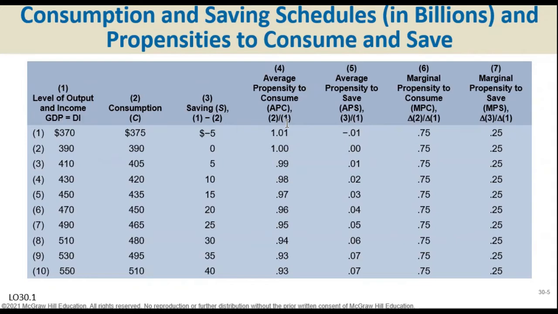The average propensity to consume, which we will define later, is just the percentage of the income that you consume. And the average propensity to save is the percentage of the income that is saved. And the marginal propensity to consume is the proportion of the increase in your income that is consumed. And the marginal propensity to save is the proportion of the increase in your income that is saved.